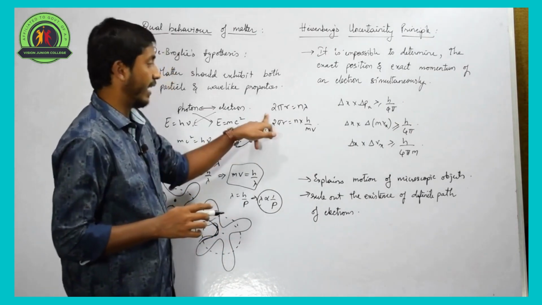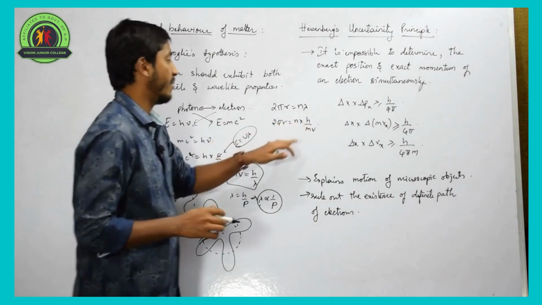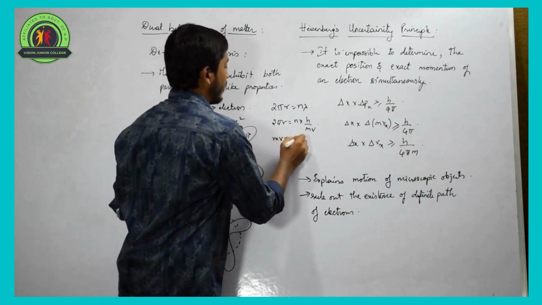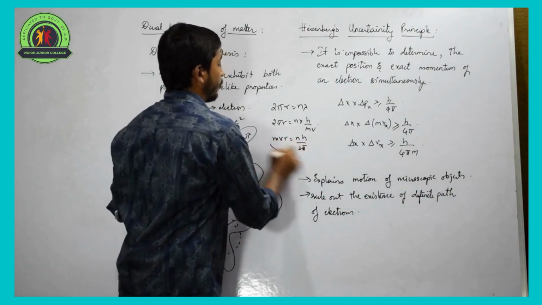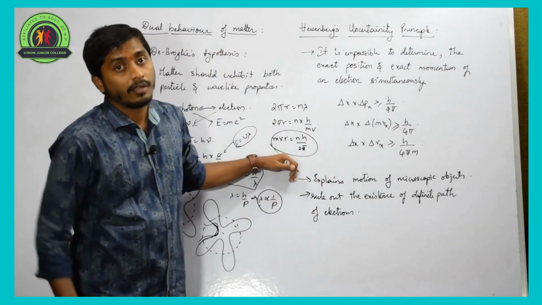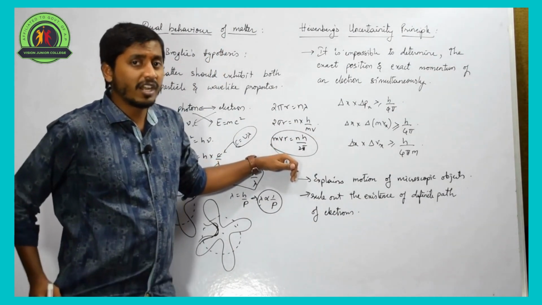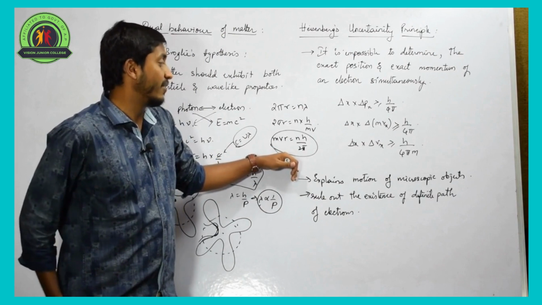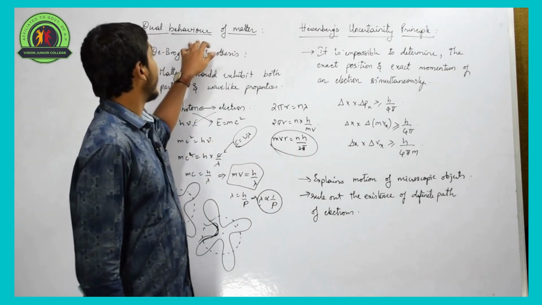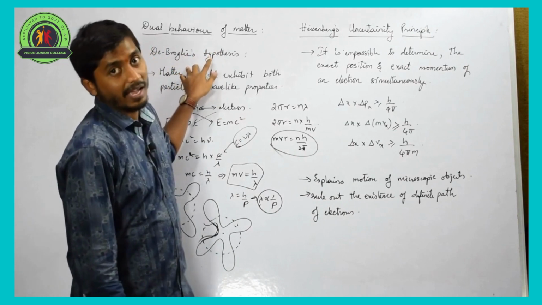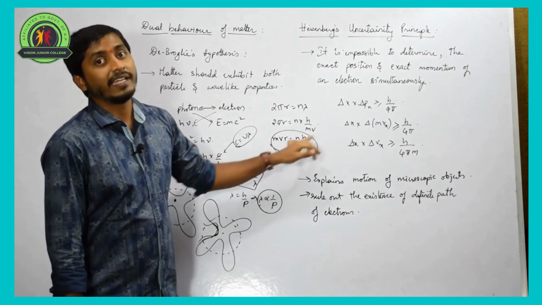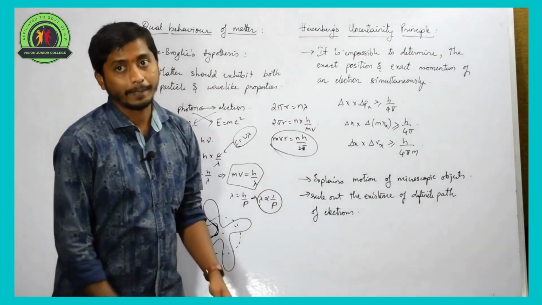In this case we can write it like this, where lambda is h by mv. If we cross multiply and write this, we get mvr is equal to nh by 2 pi, right? There is a statement given by Bohr. But one more thing is, he could not explain the actual meaning of this mvr equal to nh by 2 pi, which means de Broglie could explain the actual hypothesis behind the statement that the angular momentum is equal to an integral multiple of h by 2 pi, isn't it?